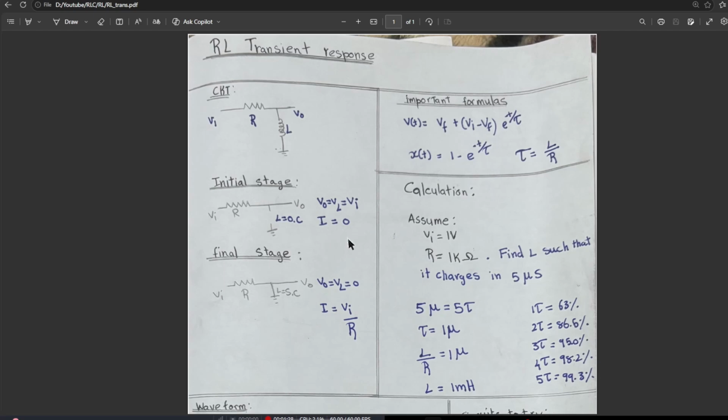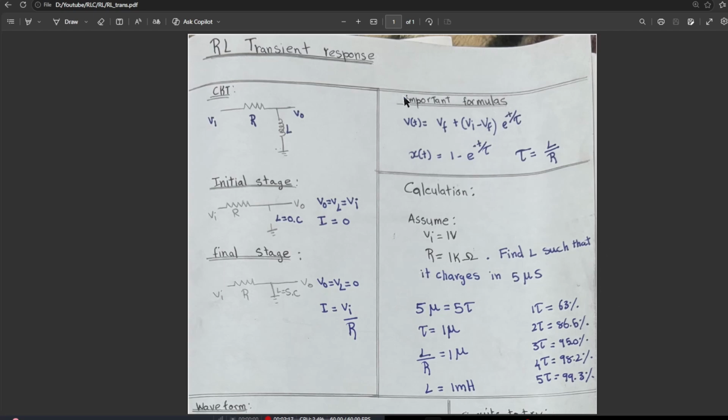Now let's move forward in time. Let's say the inductor has attained its steady state. As the current increases, voltage begins appearing across the resistor, and because the source voltage is fixed, the voltage across the inductor starts to decrease. Eventually, after a long time, the current becomes constant, which in our case is Vin by R, which means the inductor voltage becomes zero. So in steady state, the inductor behaves like a short circuit. Now let's try to verify it mathematically.